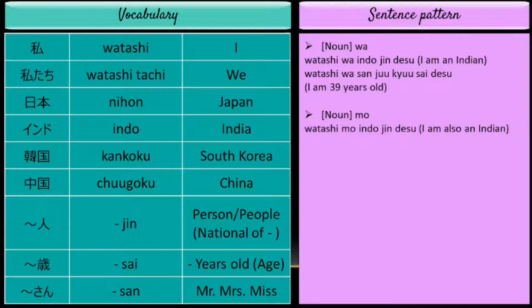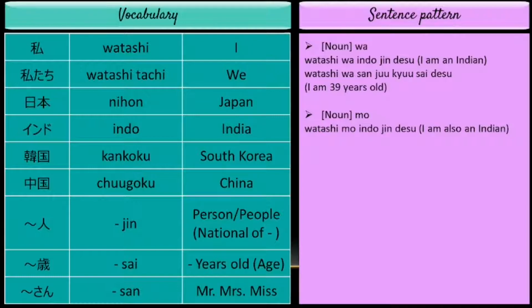Next, let me go to the particle mo. Like wa, mo indicates the topic, but it means also. And it is used when the same thing or event is presupposed to be true. For example, Rao-san wa Indojin desu. It means Mr. Rao is an Indian. Now, if I want to say that I am also an Indian, I will say watashi mo Indojin desu.